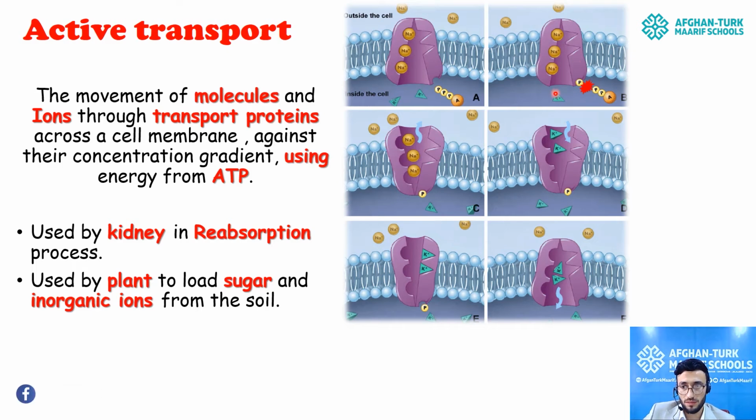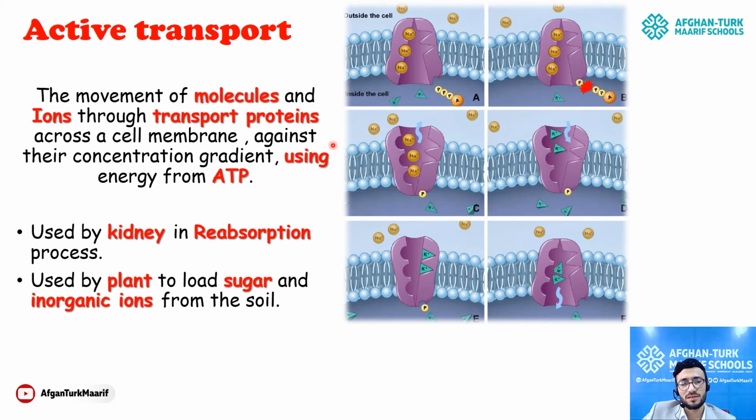Then 3 ions of sodium will diffuse from inside the cell to outside the cell, and as the sodium exits, 2 potassium ions will enter the cell, and this is the continuation of the active transport. Why is it important?